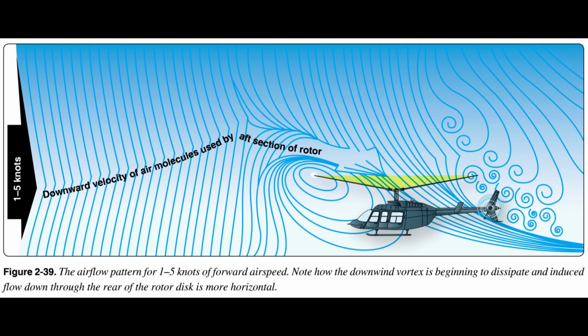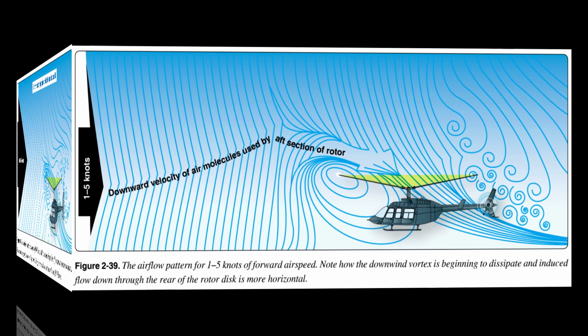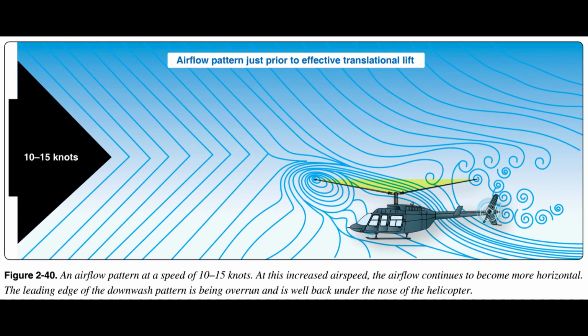In addition, the tail rotor becomes more aerodynamically efficient during the transition from hover to forward flight. Figures 2.39 and 2.40 show the different airflow patterns at different speeds and how airflow affects the efficiency of the tail rotor. End of page 2-21.